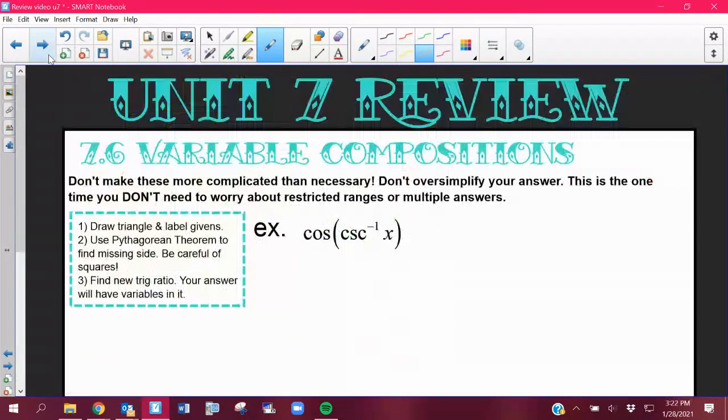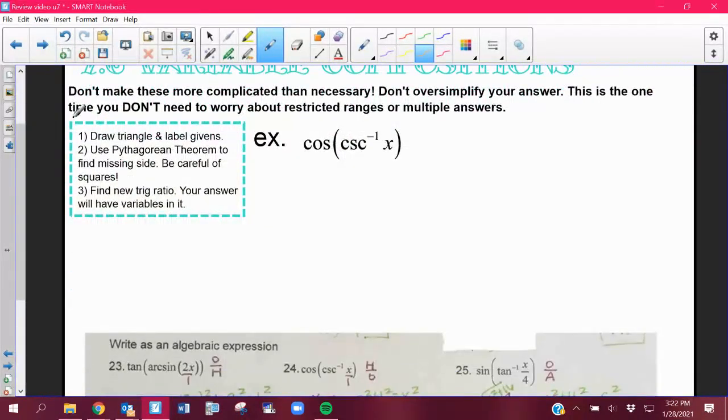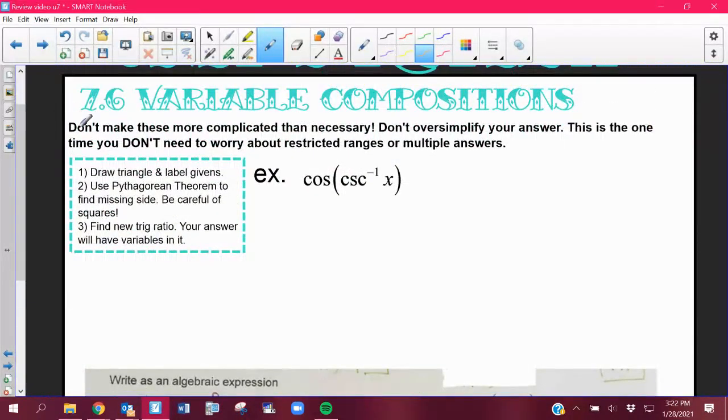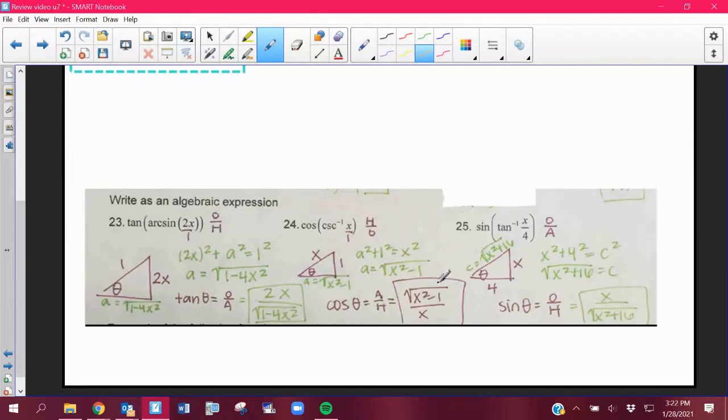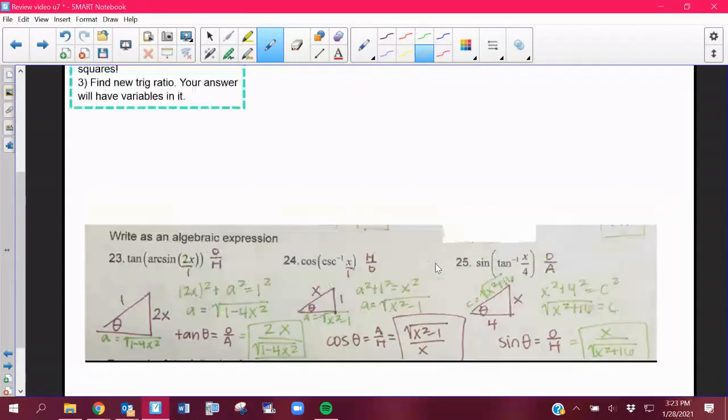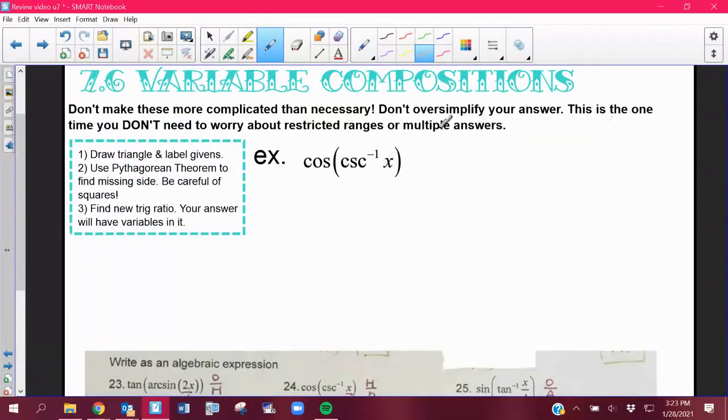So last but not least, we did the variable compositions. The big thing about these is please don't make these more complicated than necessary. This is actually a little bit more straightforward than some of the other ones we did. Don't oversimplify your answer. Just because there's an x in the numerator and an x in the denominator doesn't mean you should be canceling things, because sometimes there's a square root around that x. Leave it alone, okay? This is the one time that you don't even have to think about restricted ranges or that there could be multiple answers. There is one answer for this. Your answer will have an x in it, okay?